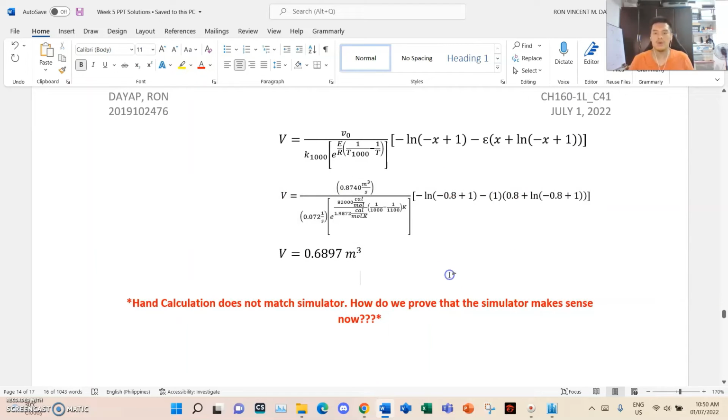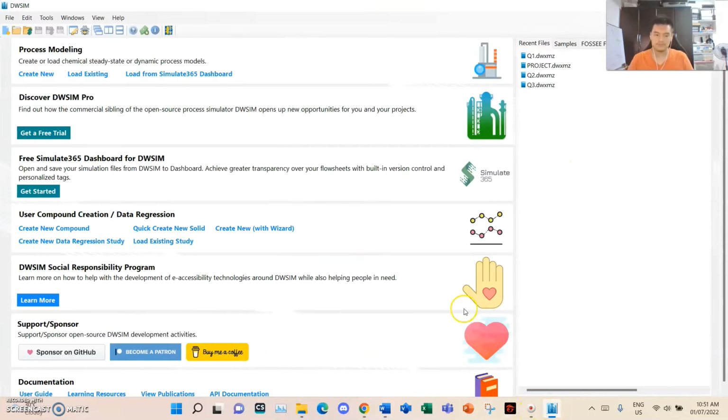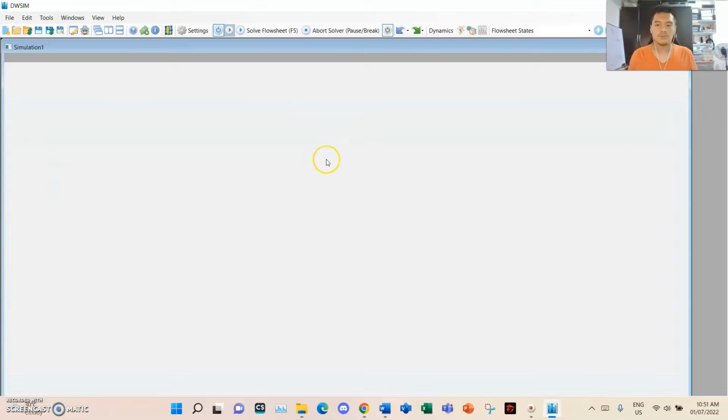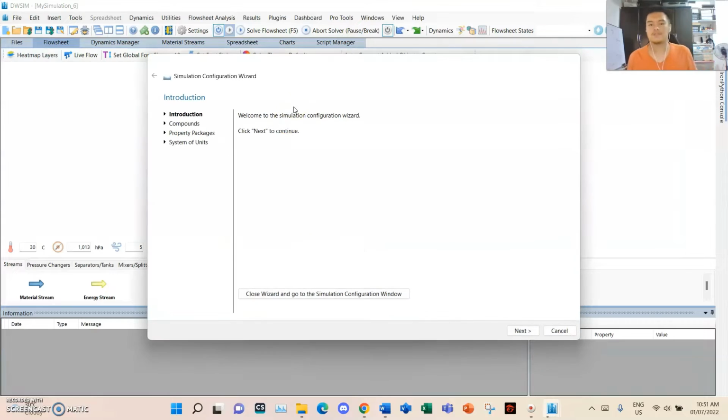There is a statement here that the hand calculation does not match the simulator, and it is true. I'll show you the weird thing about this hand calculation. So the process model shows. We'll do the process model using the following algorithm that I've been repeating for the past few videos.